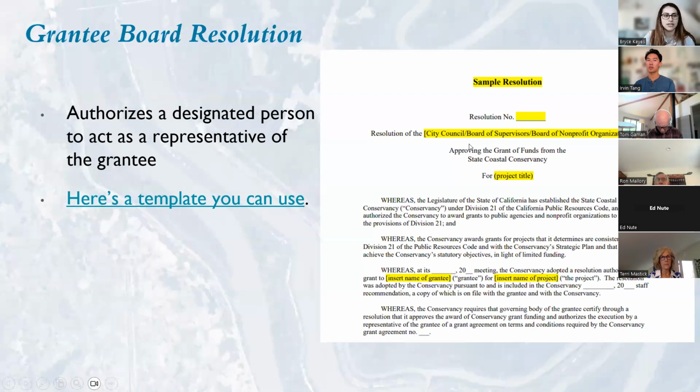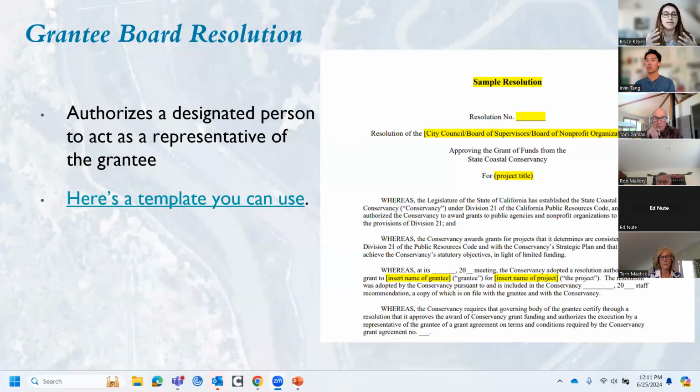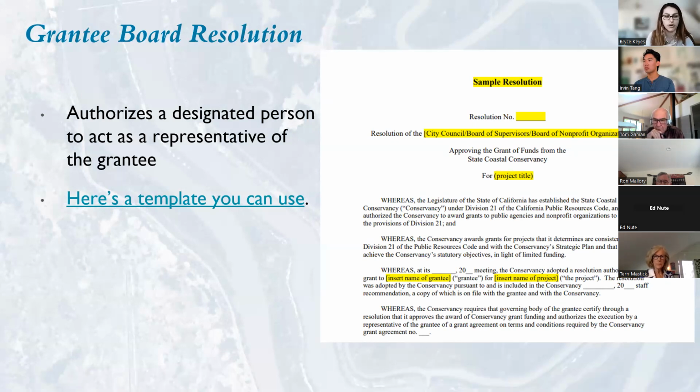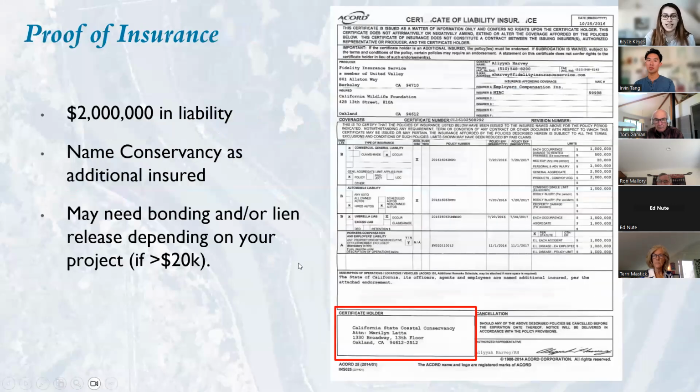So let's first talk about the board resolution. I have a sample resolution here on the right, but this is a document that basically just shows us that your board knows what the project is. They understand that they got conservancy funding for the project, and importantly, that they assign a designated person to act as a representative of the grantee. So this is going to be the person who signs the grant agreement.